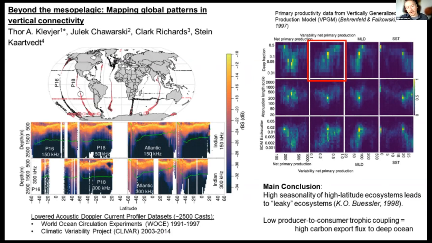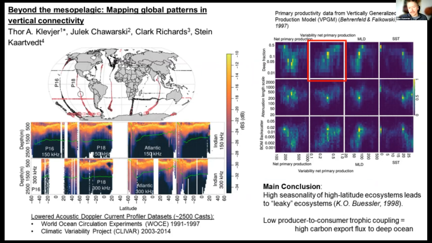So what you see on the left here are the latitudinal patterns in each of these basins along these various transects. And so we decided to compare that to a vertically generalized production model for primary productivity. And we looked at both the net primary production, the variability in primary production, mixed layer depth, and the sea surface temperature. And we found actually a really strong correlation between the total deep fraction of that backscatter. So how much of that biomass potentially was down deep into the bathypelagic, and the relationship, we found it was pretty strongly tied to the variability in net primary production.